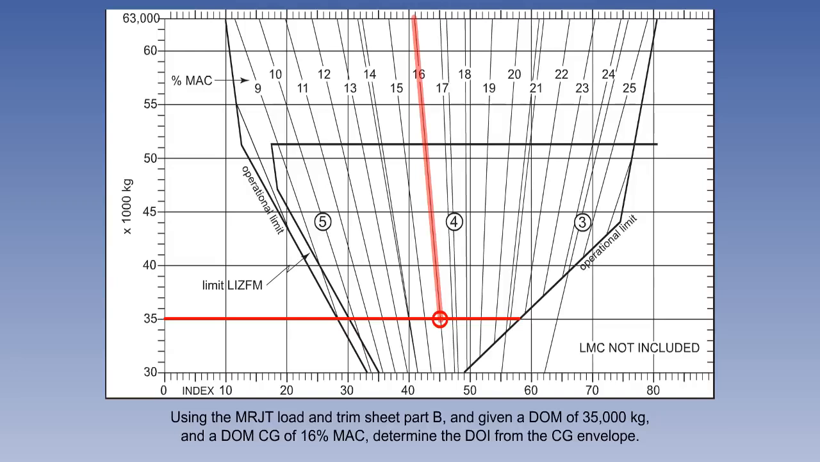In the envelope, draw a horizontal line from the mass of 35,000 kilograms to a point where it meets the 16% mean aerodynamic chord vertical line. And where the intercept occurs, drop a vertical line down to read 45 units on the bottom scale, which is the dry operating index.